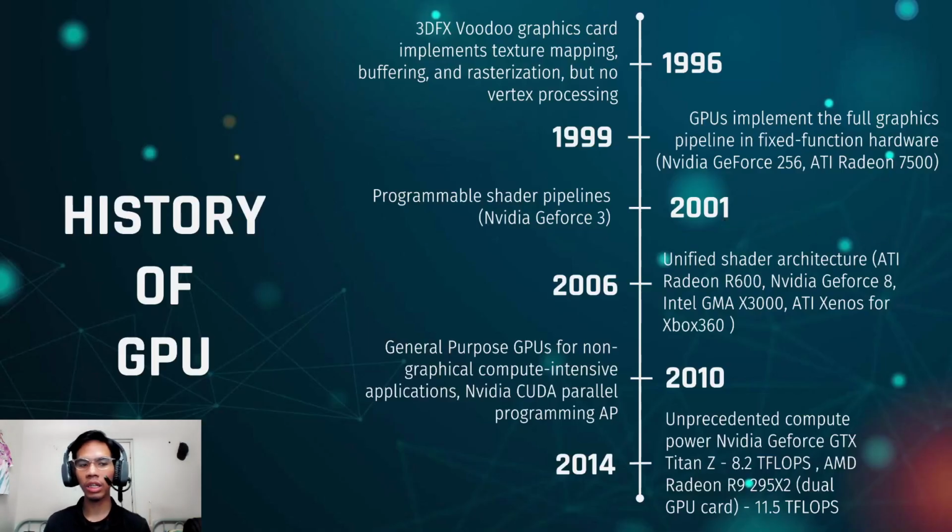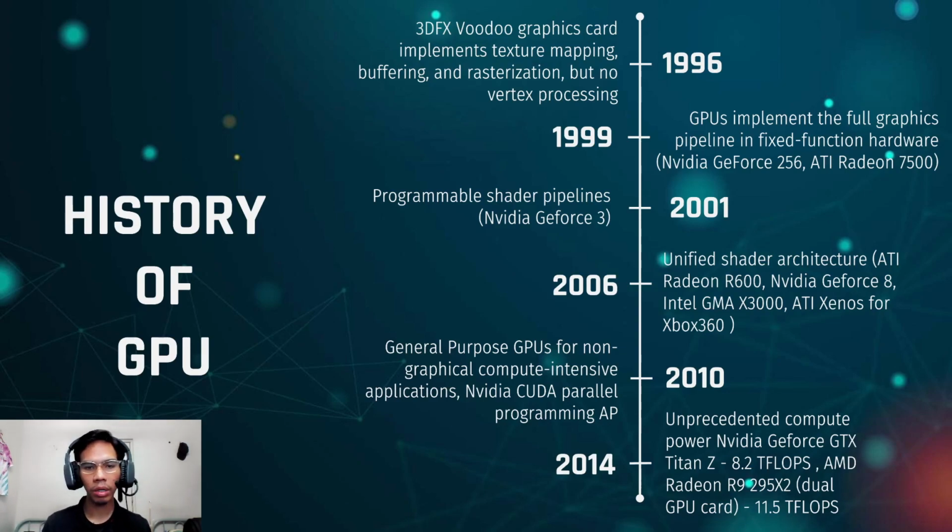After that, we see the history of the GPU. The GPU started to gain recognition in 1996 with the 3D revolution of the 3DFX Voodoo graphics card, which implemented texture mapping, buffering, and rasterization, but no vertex processing. In 1999, GPUs implemented the full graphics pipeline in fixed function hardware, introduced in the NVIDIA GeForce 256 and ATI Radeon 7500.